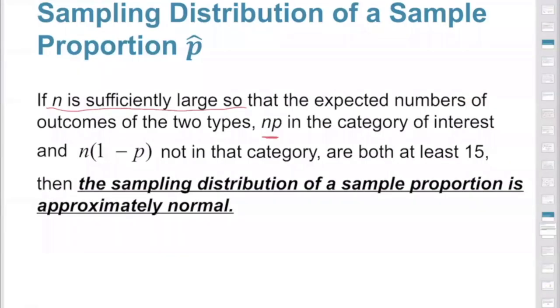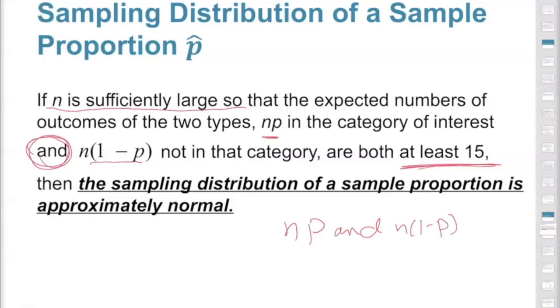Or, sorry, I said or, and. It's not or, it's and. You multiply again the number of trials, but this time by the probability of failure. Both values, the result, at least 15. So you need N times p and N times 1 minus p greater than or equal to what? To 15.